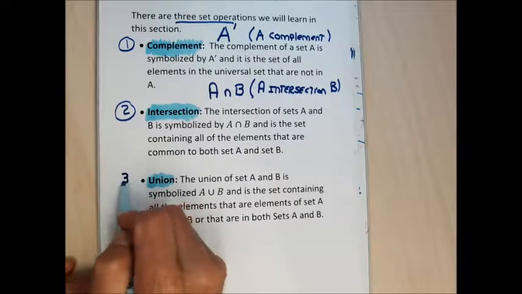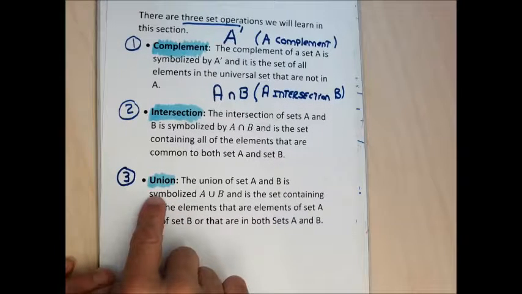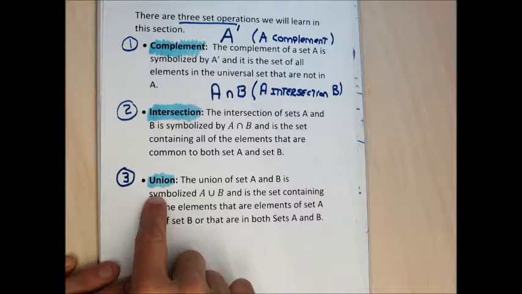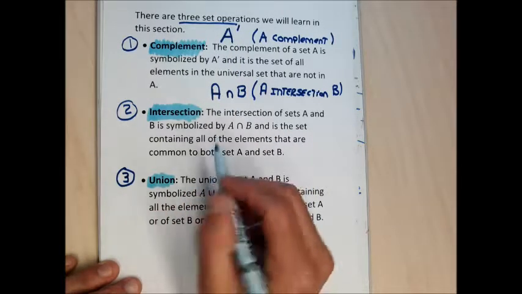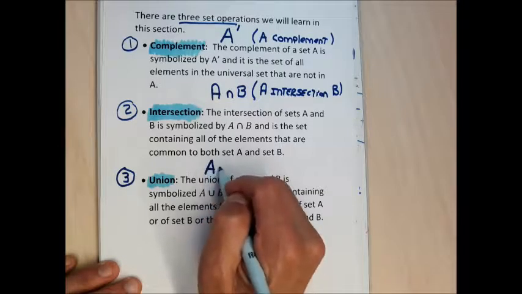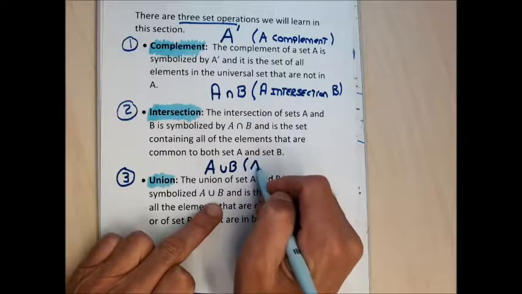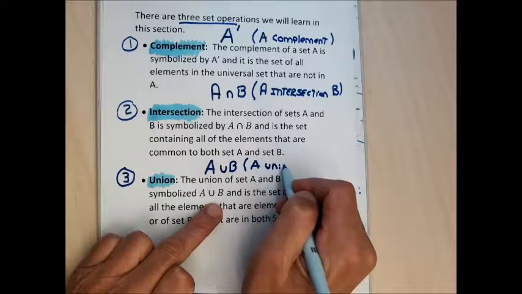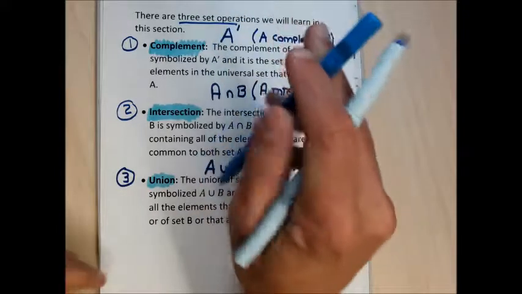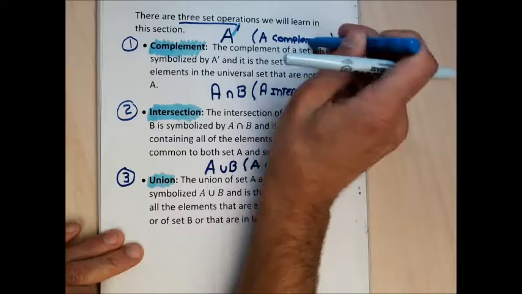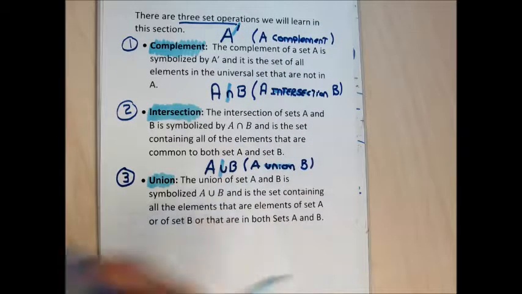The third and last operation that we're going to get in this section is union. And the union also refers to 2 sets as opposed to 1 set like complement. The union of 2 sets A and B is symbolized by the right side up U. So this symbol right here, I would read this as A union B. So the 3 symbols that we have are a complement symbol, an intersection symbol, and a union symbol.